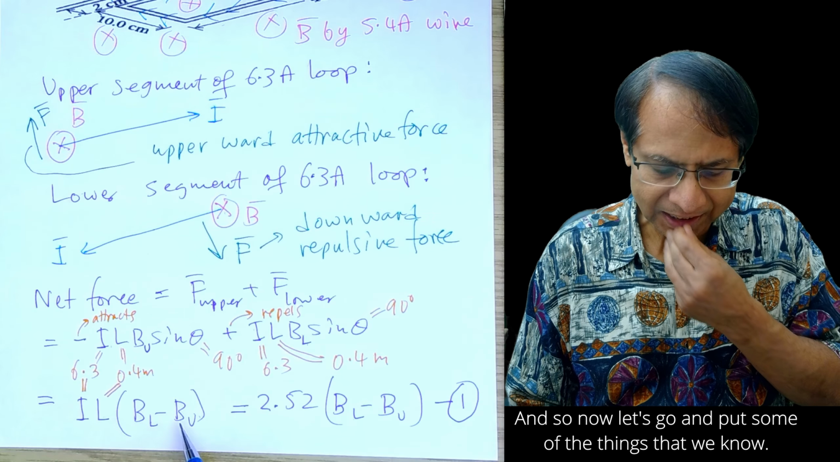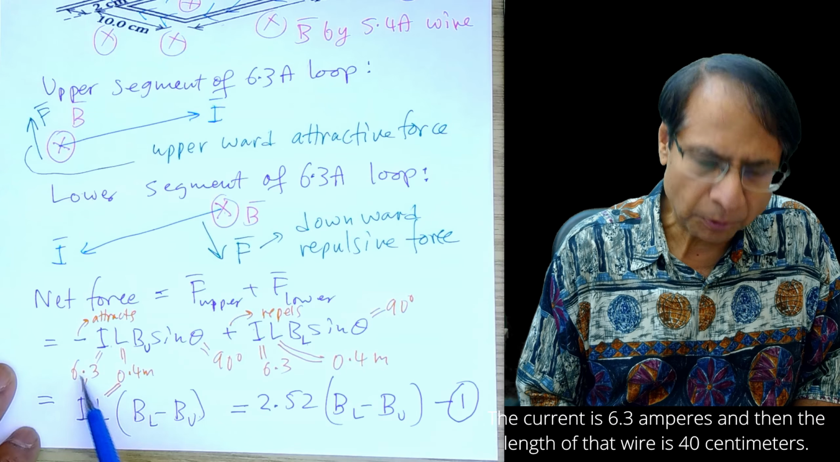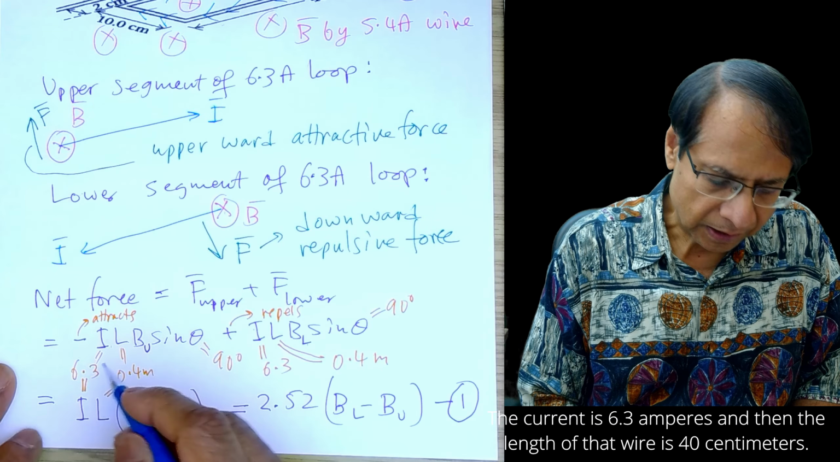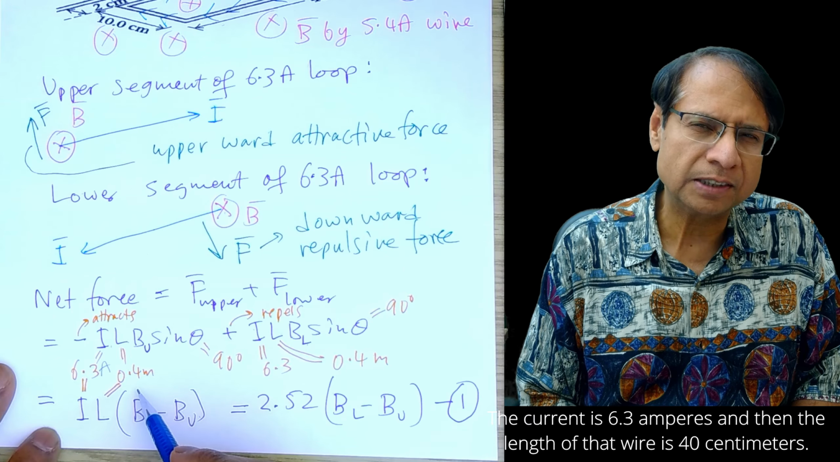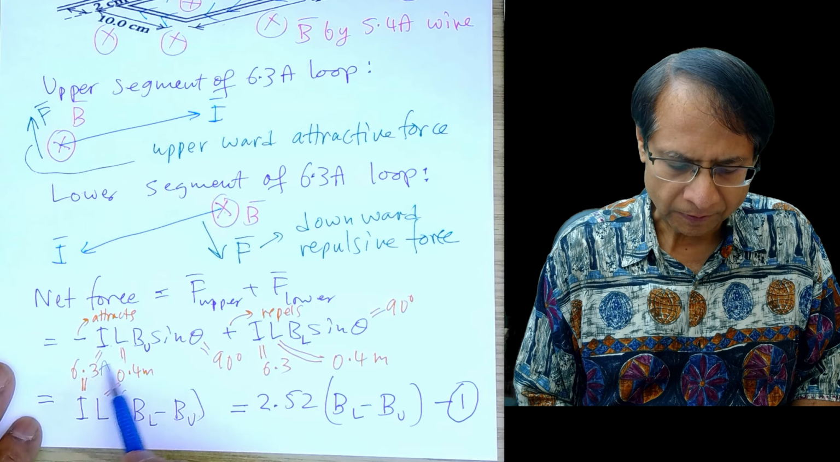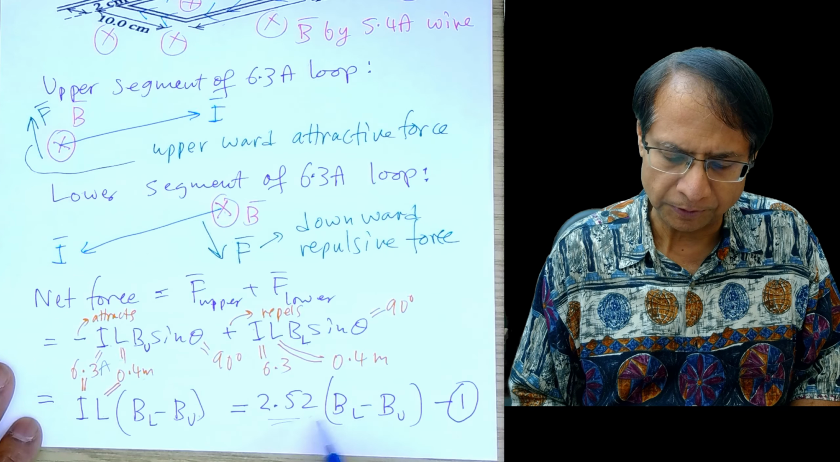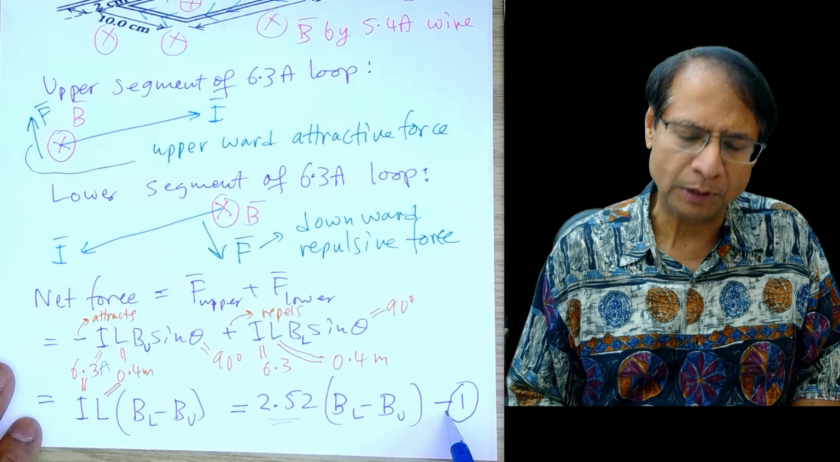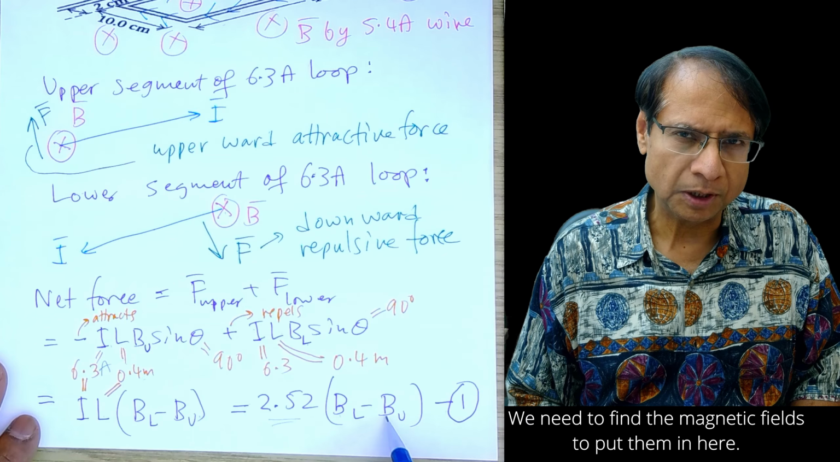And so now let's go ahead and put in some of the things that we know. The current is 6.3 amperes, and the length of that wire is 40 centimeters. Convert to meters, so that's 0.4 meters. The 6.3 times 0.4 ends up giving you 2.52. So let's call this equation 1. We need to find the magnetic fields to put them in here.